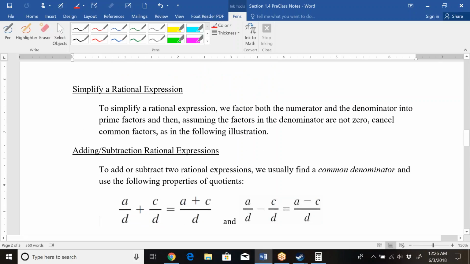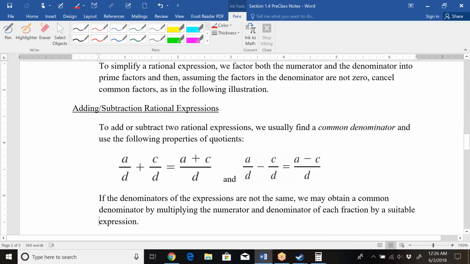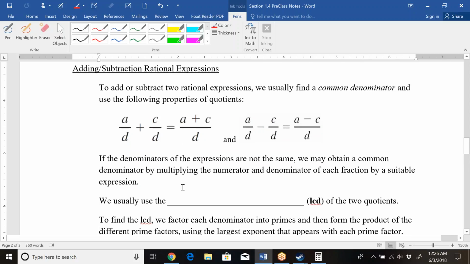Adding and subtracting with rational expressions. To add or subtract two rational expressions, you find a common denominator and you use the following properties. So once you have a common denominator, you add the numerators or subtract the numerators, and the denominator stays the common denominator. If the denominators of the expressions are not the same, we need to obtain a common denominator by multiplying the numerator and denominator of each fraction by a suitable expression, just like we did in the last example.